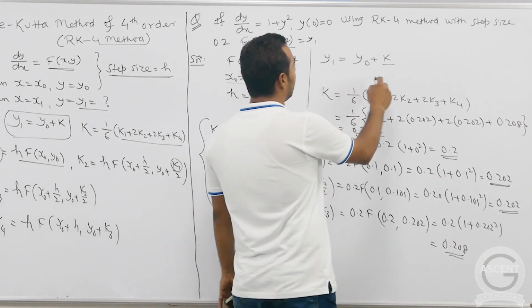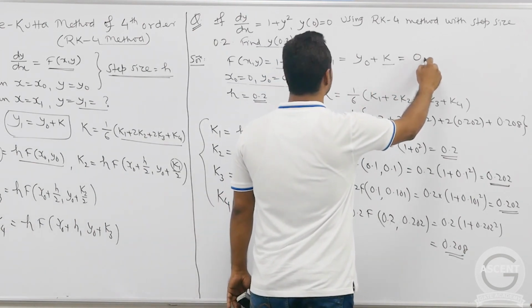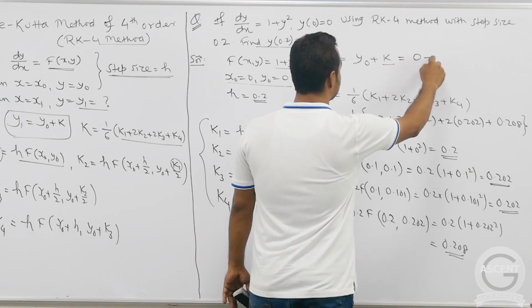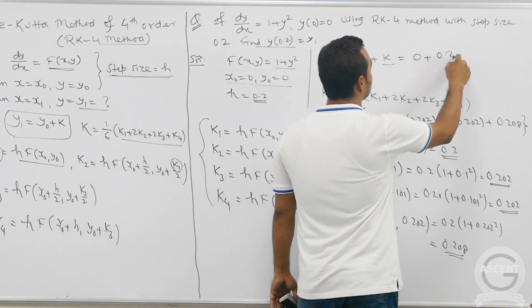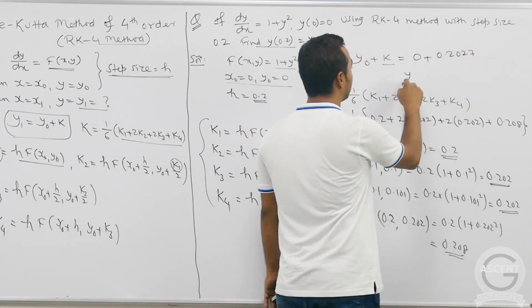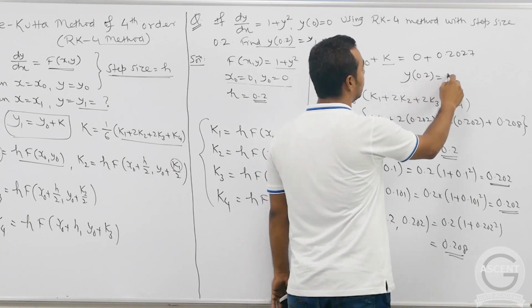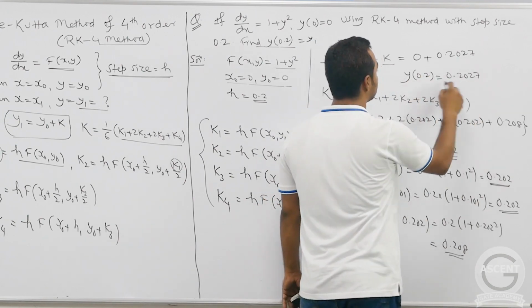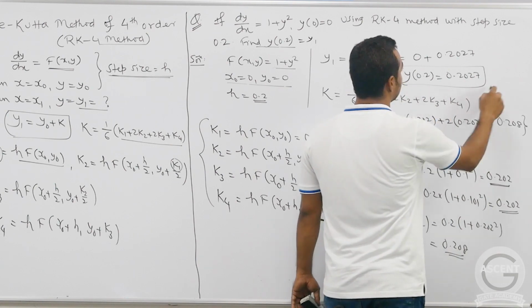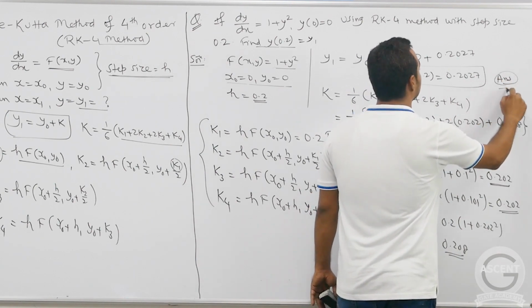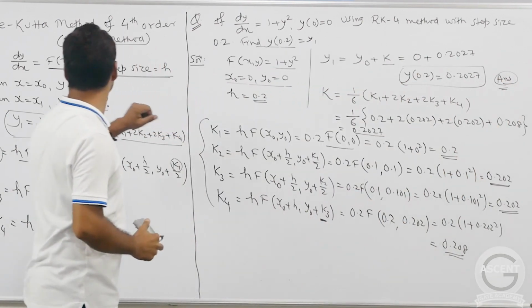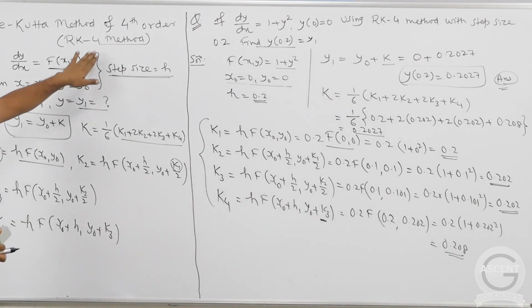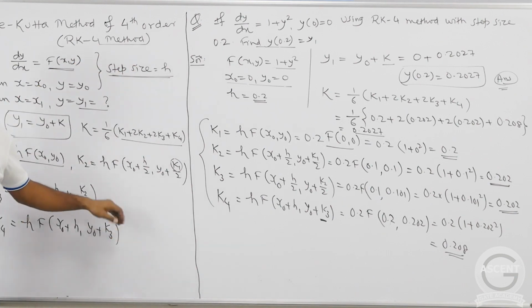So the value of y1 will be y0 plus k. y0 is 0 and k is 0.2027. So finally the value of y of 0.2 will be 0.2027. So this will be the answer to the given problem. So this was the last method for solving any ordinary differential equation, the RK4 method, and this was the last topic from this chapter.